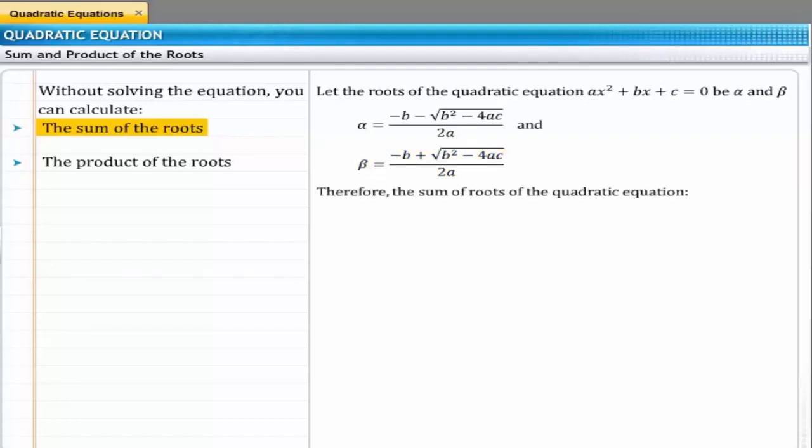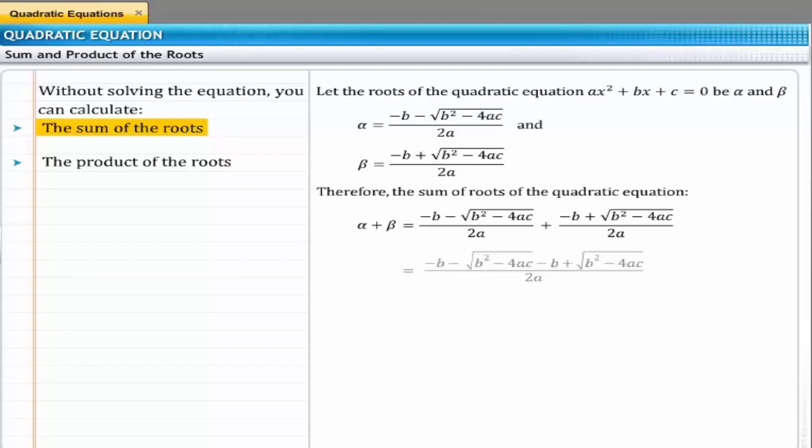Therefore, the sum of the roots of a quadratic equation is alpha plus beta equals minus b minus square root of b squared minus 4ac divided by 2a plus minus b plus square root of b squared minus 4ac divided by 2a.